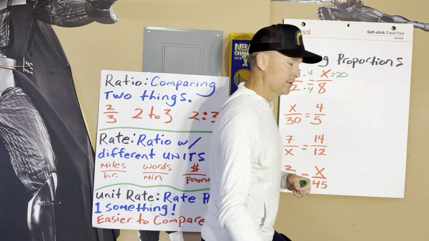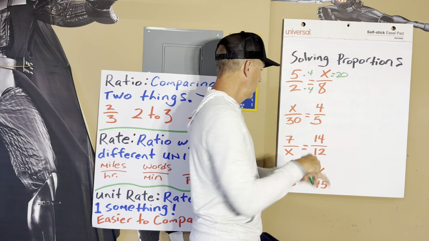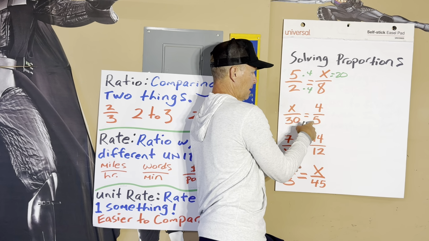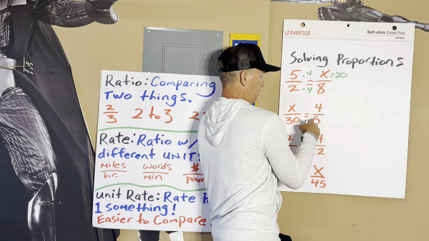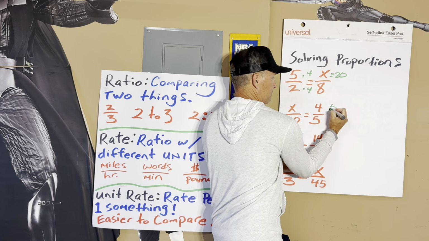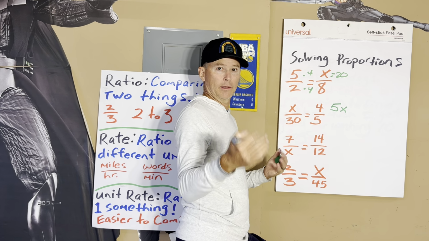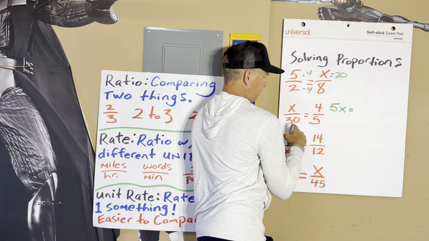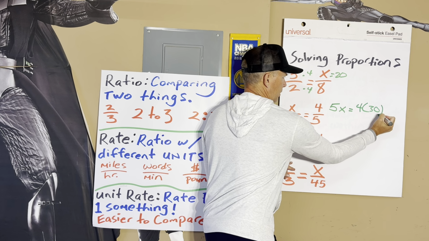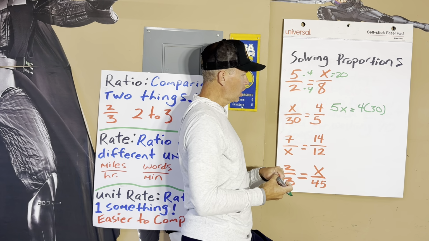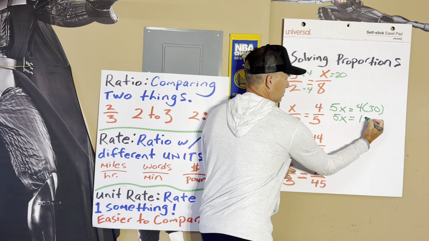There's actually 3 ways. All right, now we did talk about cross products. This times this equals this times this. I'm going to do some algebra. How do you show this times that? Well, this times this is 5x. You put them together, it means multiply. Equals this times this, which would be 4 times 30. Sure. Okay, so now we have a little bit of algebra.